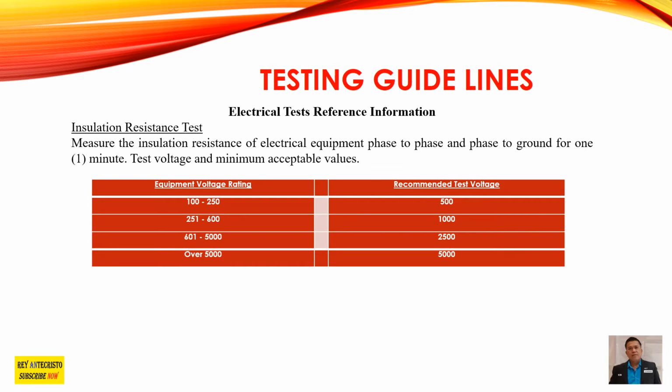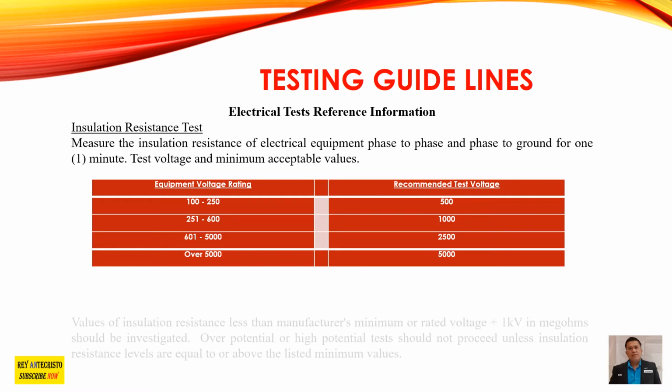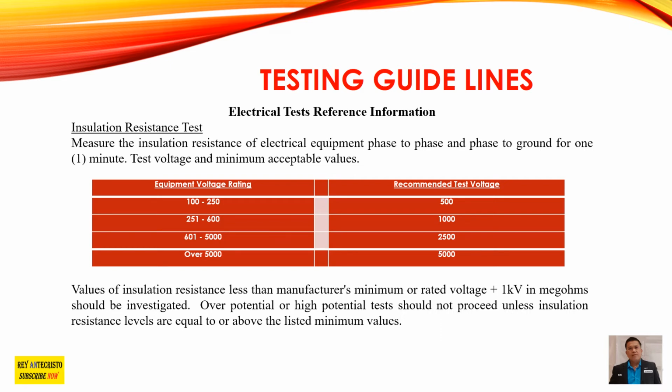And also during the calibration of your test equipment, there is information written there on the equipment voltage and the recommendation for the test voltage. All of that you can see in the calibration certificate for your multi-tester or megger, and also this is your testing guideline. Okay, so values of insulation resistance less than the manufacturer's, kasi meron tayong mga manufacturer standard din, manufacturer recommendation, so meron din tayong sinusundan.